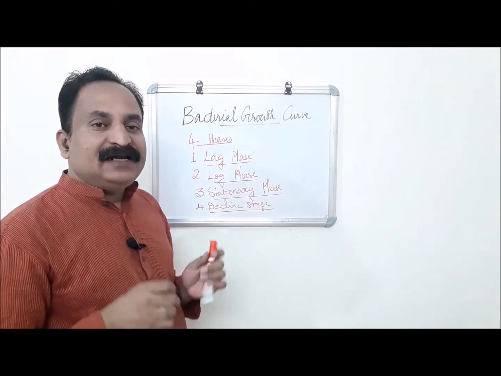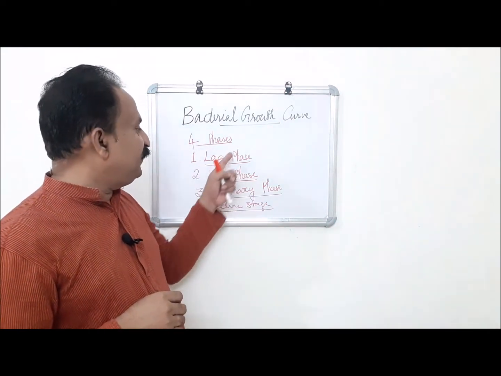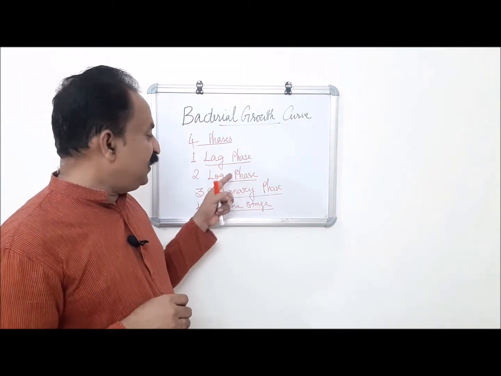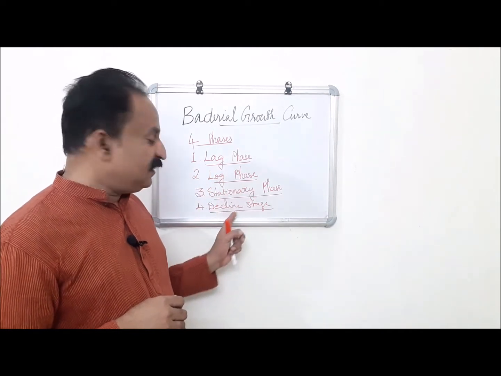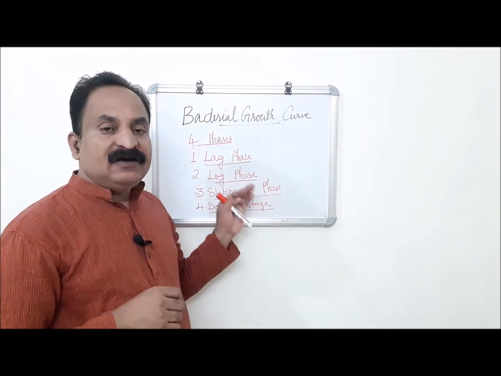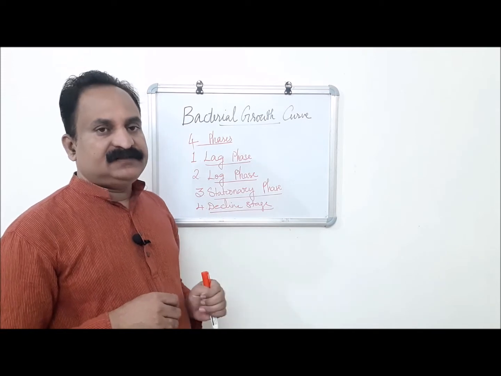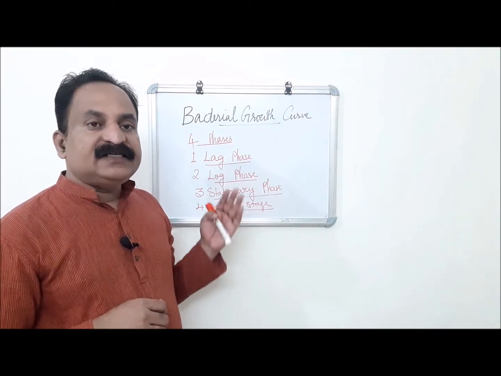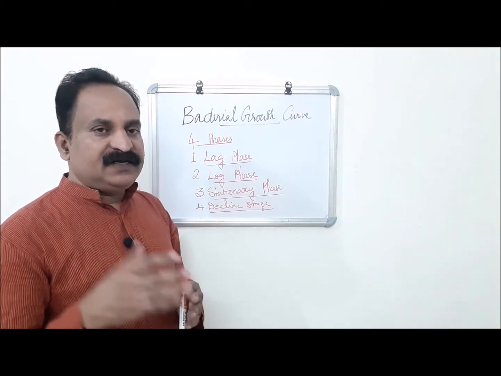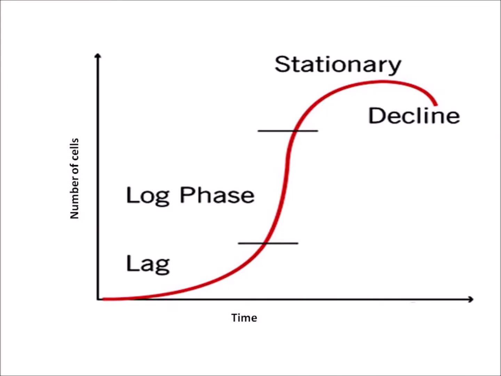In a bacterial growth curve, there are four phases: lag phase, log phase, stationary phase, and a decline phase or death phase. We can see one by one the stages of bacterial growth curve in detail. This figure shows the bacterial growth curve, number of cells and time. See, the four phases are shown here: lag, log, stationary and decline phase.